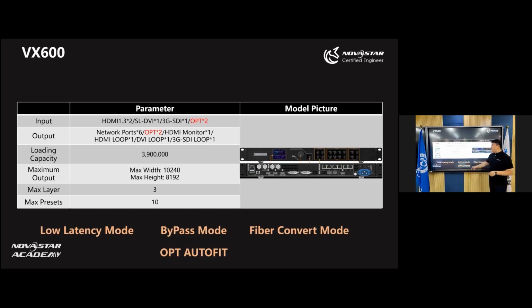Okay, for the VX600, we have 3 layers, and all these layers is freely you can put it like left, middle, right, or top, middle, bottom. It's all free as long as you want to put it anywhere. And also here we have 10 presets. And the very important part is the features of VX600 is quite different with the previous VxOS.